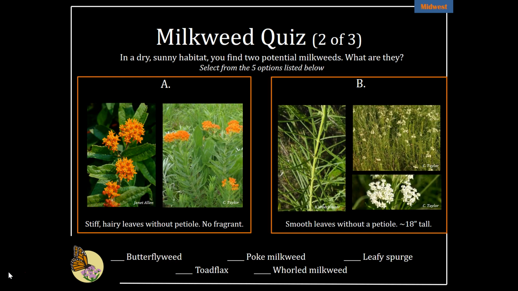In a dry, sunny habitat, you find 2 potential milkweeds. What are they? Press pause to give yourself some more time. This slide will advance in about 5 seconds. The plant in box A is butterflyweed, and the plant in box B is whorled milkweed.